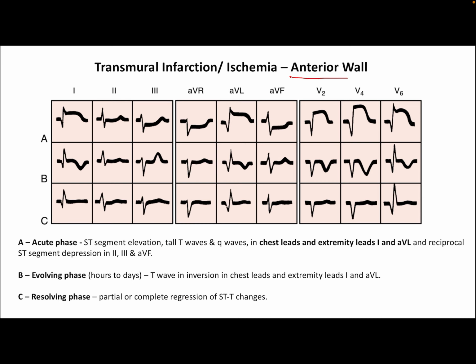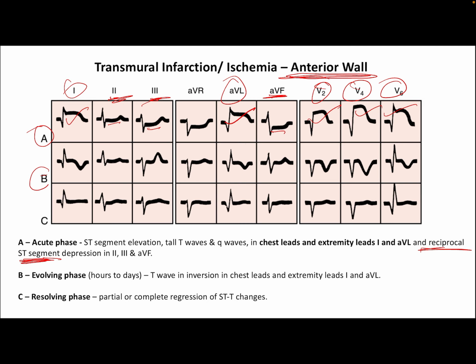First we'll deal with the anterior wall MI. Since it is anterior, the leads that will pick up the ECG abnormalities will be the precordial leads and I and aVL. Okay, so in these leads we'll see the ST changes and the reciprocal changes, that is ST depressions in II, III and aVF. You can see the ST depressions here. Okay, so this is the acute phase.